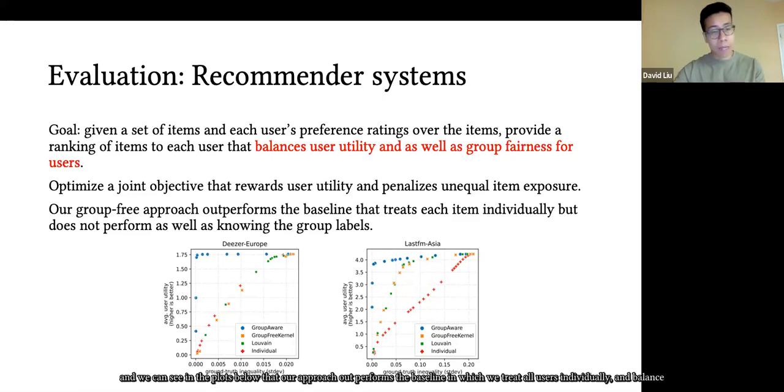And we can see in the plots below that our approach outperforms the baseline in which we treat all users individually and balance exposures of items in that manner. However, we underperform compared to the ideal scenario in which we have the actual sensitive attributes, which is to be expected.